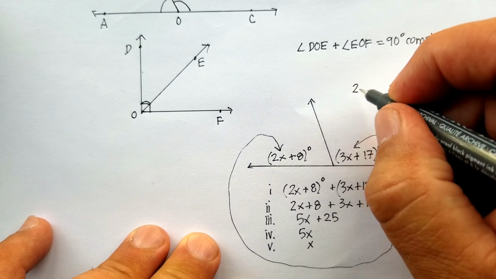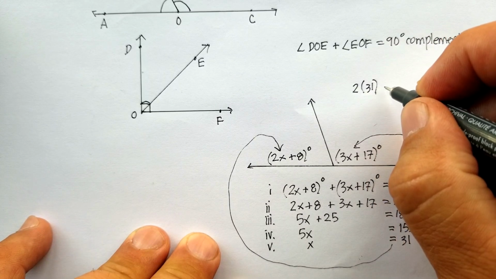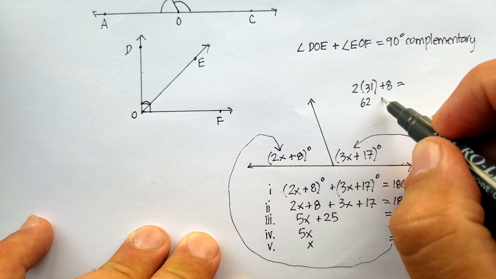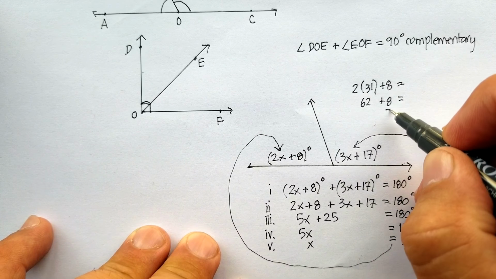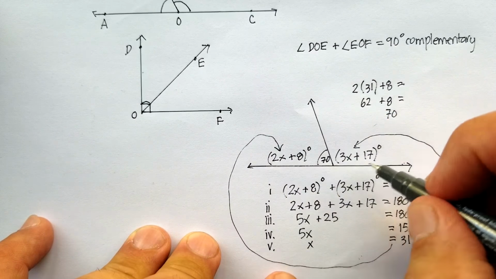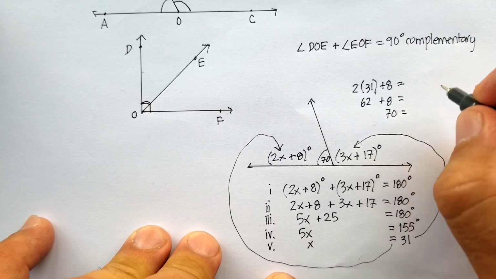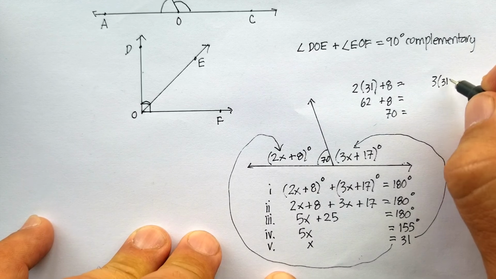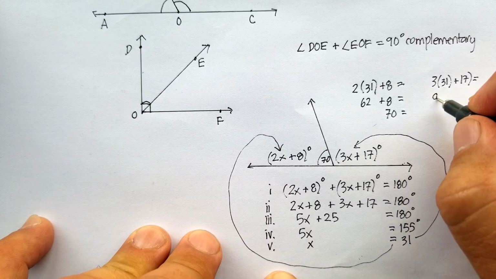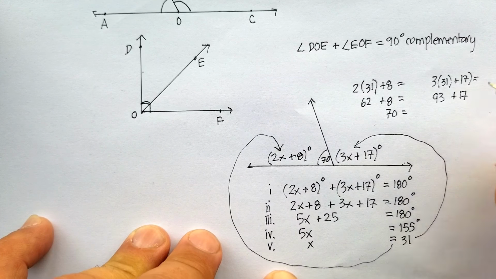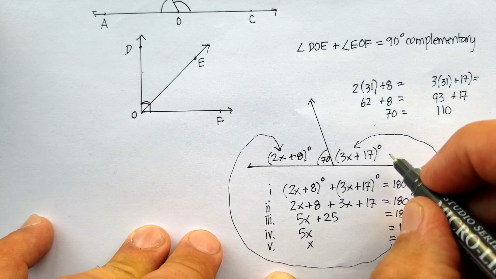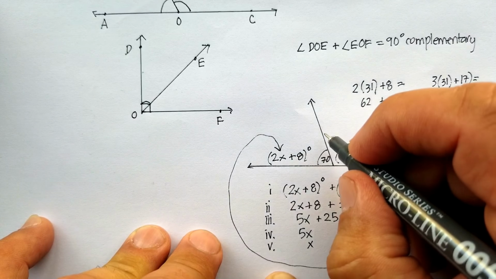So I get 2 times 31 plus 8. That's going to give me 62 plus 8. That's going to give me 70 for this angle. And let's add it over here. I'm going to get 3 times 31 plus 17. That's going to give me 93 plus 17. That's going to give me 110 for this angle here. Let's just go like that.